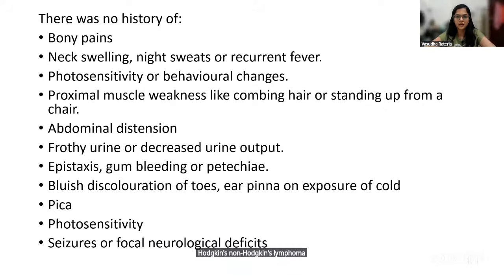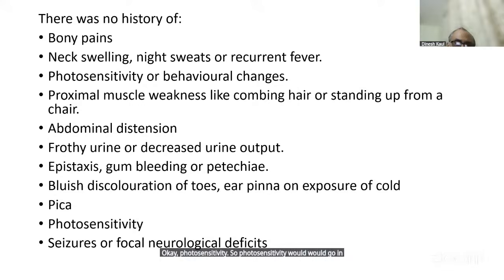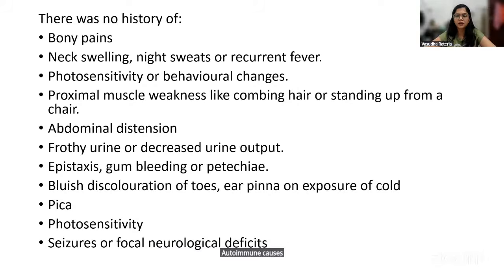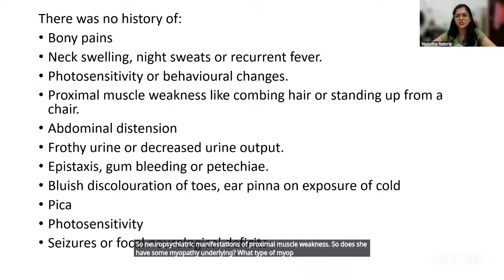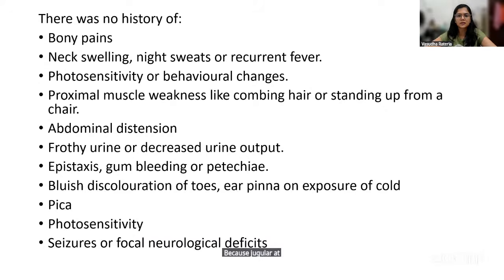Okay. Photosensitivity. So photosensitivity would go in favor of what? Autoimmune causes like SLE. Okay. And behavioral changes. Sir, again for the psychosis component of autoimmune conditions like SLE. Fine. So neuropsychiatric manifestations of SLE. Yes, sir. Okay. Then proximal muscle weakness. So did she have some myopathy underlying? Yes, sir. What type of myopathy? Juvenile dermatomyositis conditions predominantly have proximal muscle weakness. That is why I particularly asked for these two histories.